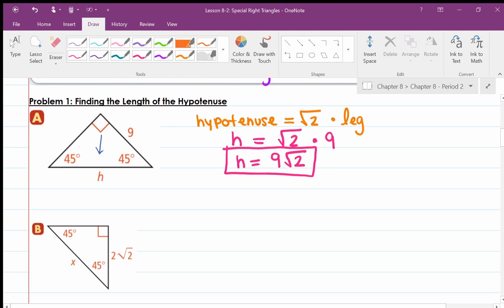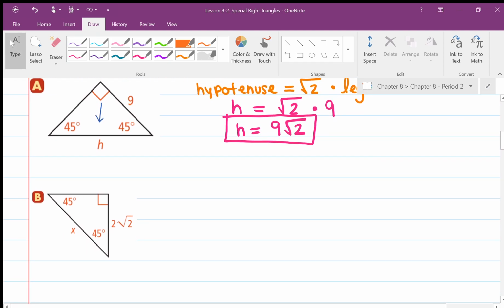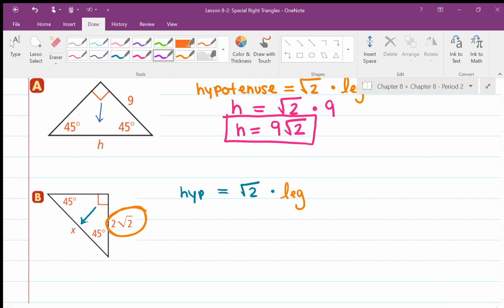Okay, how about problem B? So again here, we are still looking for our hypotenuse. Our hypotenuse in this case is x. So again, our hypotenuse is equal to the square root of 2 times the leg, correct? But we see here that our leg here is 2 radical 2. Now, before you freak out, I know that it's ugly, but it's doable. Let's do it. Our hypotenuse here is x, equal to the square root of 2 times our leg. And according to this diagram, our leg is 2 radical 2.